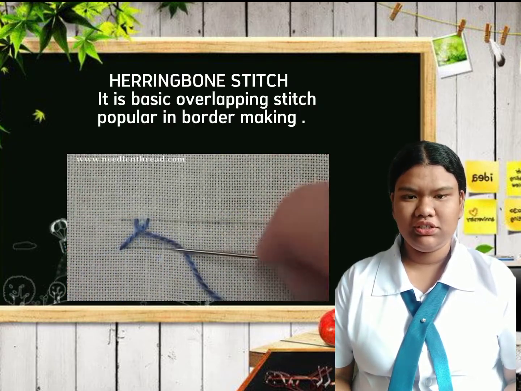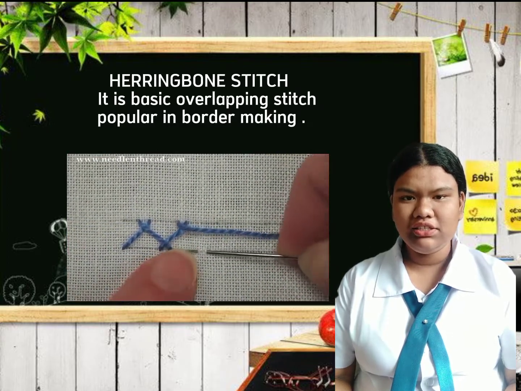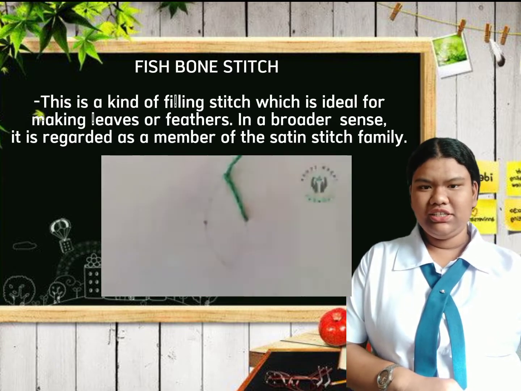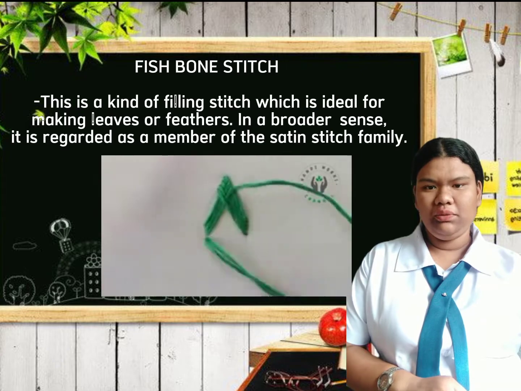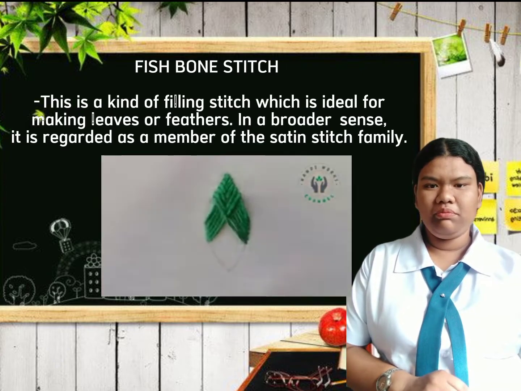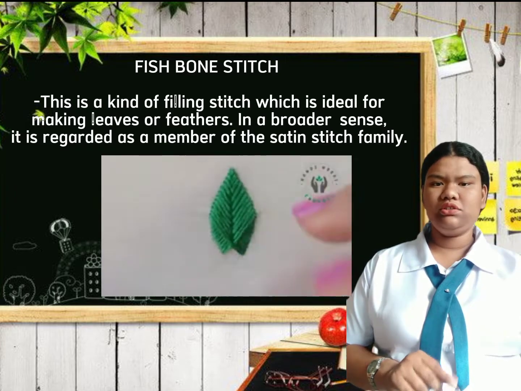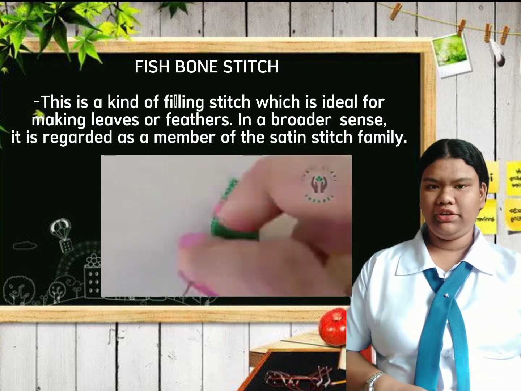Herringbone stitch. It is an overlapping stitch popular in border making. This stitch can create a knitting crochet look. Fishbone stitch. This is a kind of filling stitch which is ideal for making leaves or feathers. In a broader sense, it is regarded as a member of the satin stitch family. Fishbone stitch is usually used to fill leaves but is also suitable for stitching petals and feather designs.